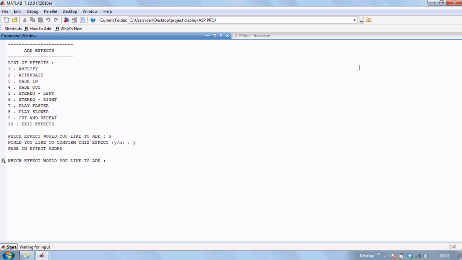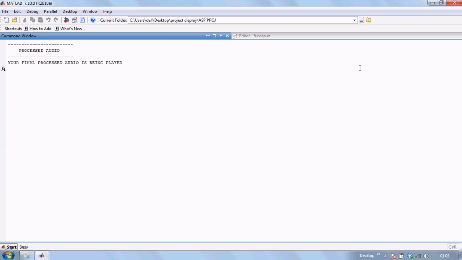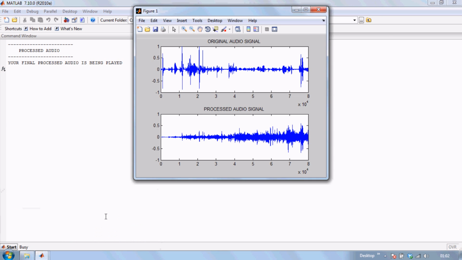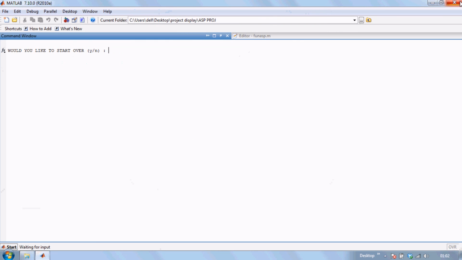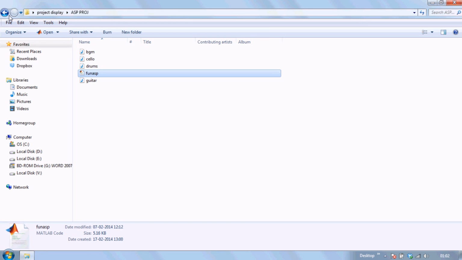Now once I press enter, it is going to play my processed audio of my voice. This is my original audio signal and this is my processed audio signal. So this is actually not a very difficult code, and it will probably take a maximum of 1 or 2 days for you to implement, and it's a lot of fun.